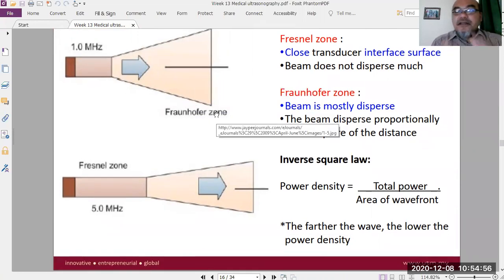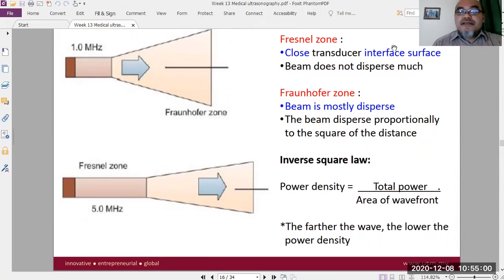When it goes to the Fraunhofer zone, it starts to disperse proportionally to the square of the distance. Using the inverse square law, we can calculate the power density at that particular wavefront: the total power divided by the area of this wavefront. When we are further away from the transducer in the Fraunhofer zone, the power density is reduced a lot, because the area is a function of the square of the distance, from the surface area of a ball. The farther the wave, the lower the power density. If we want to maintain enough power density at a certain distance, we usually need to enhance the energy of the ultrasonic transducer by, for example, enhancing the frequency.